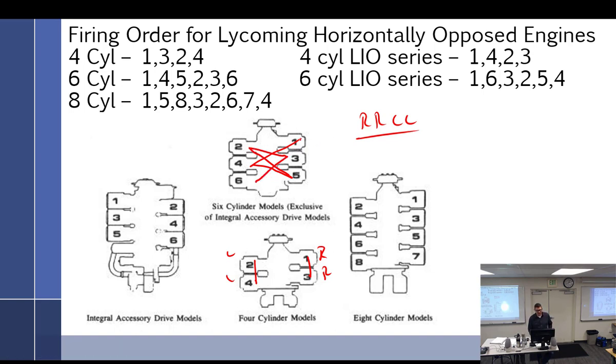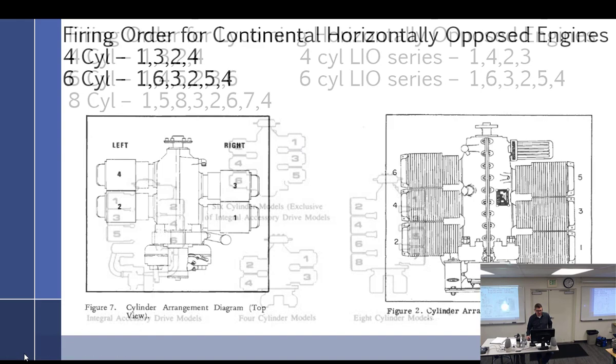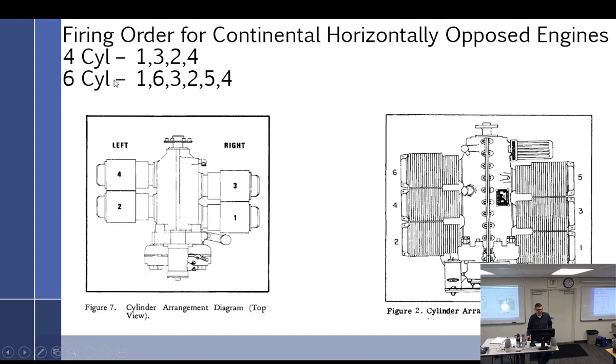It's always an opposing. Next one down, opposing. What does Continental do? Right, right, left, left, right, right, left, left, and they go back to the front. Then 1, 6, 3, 2, 5, 4. But it goes right, left, right, left, right, left. And so does the other one.